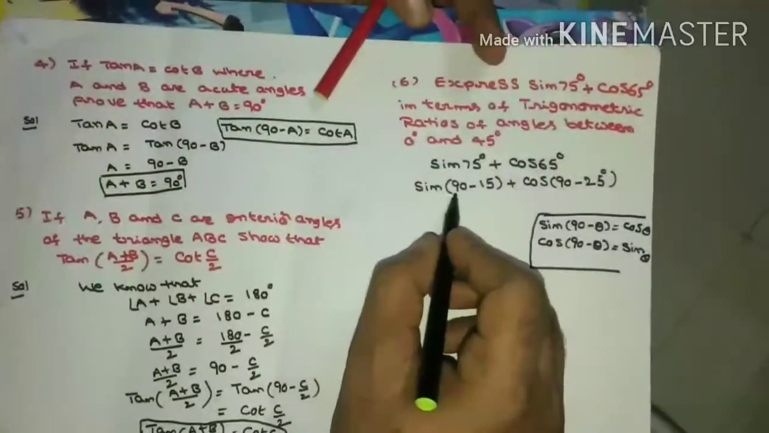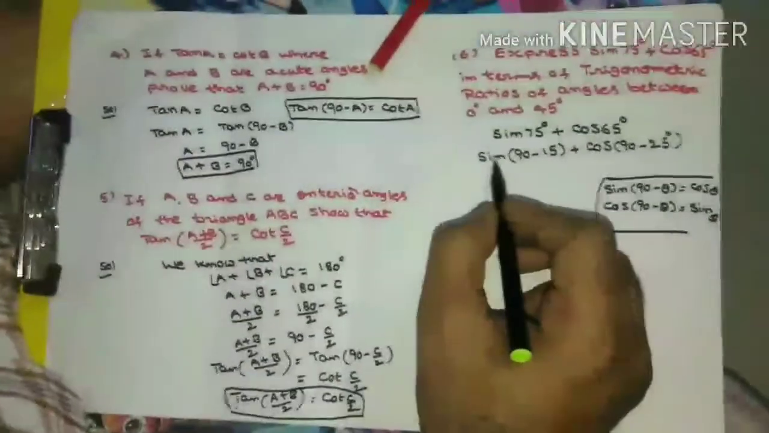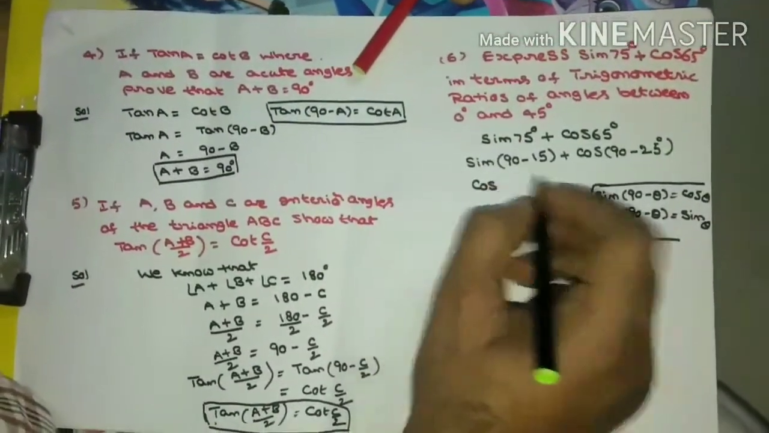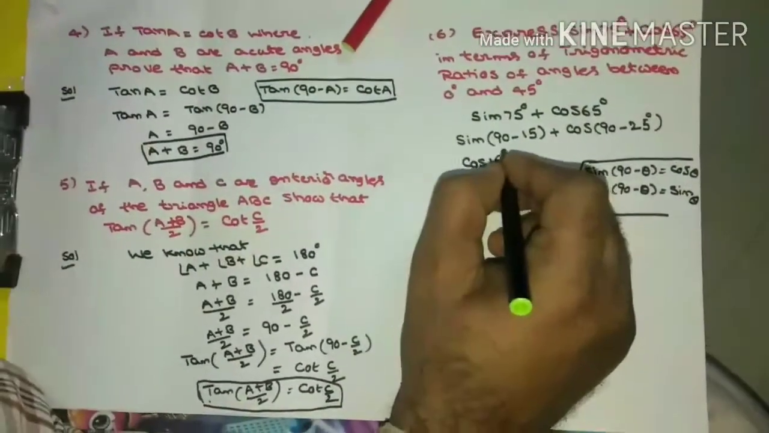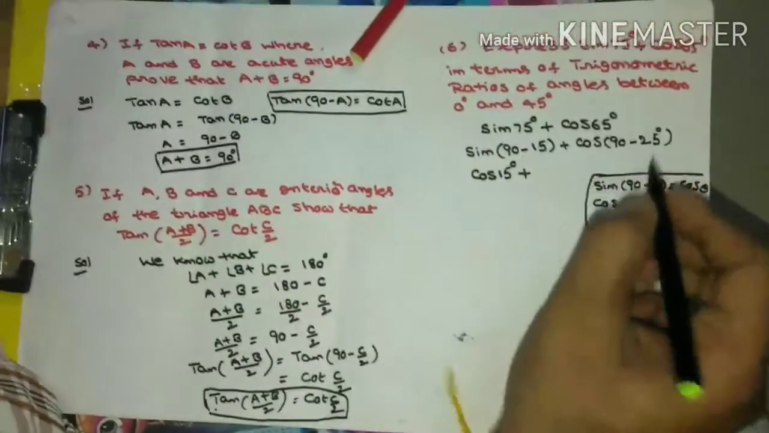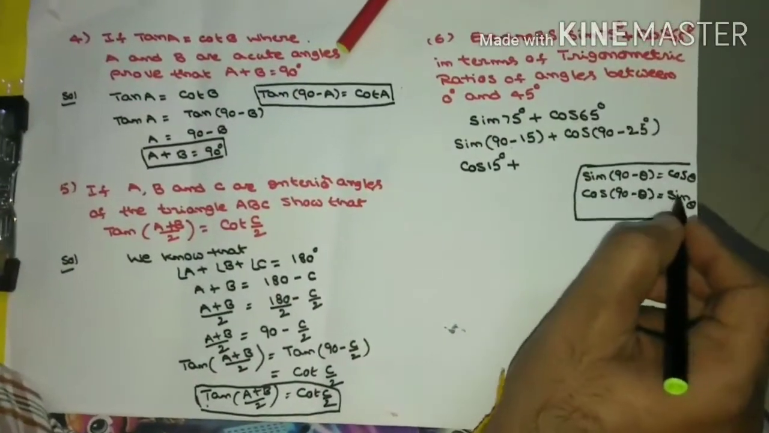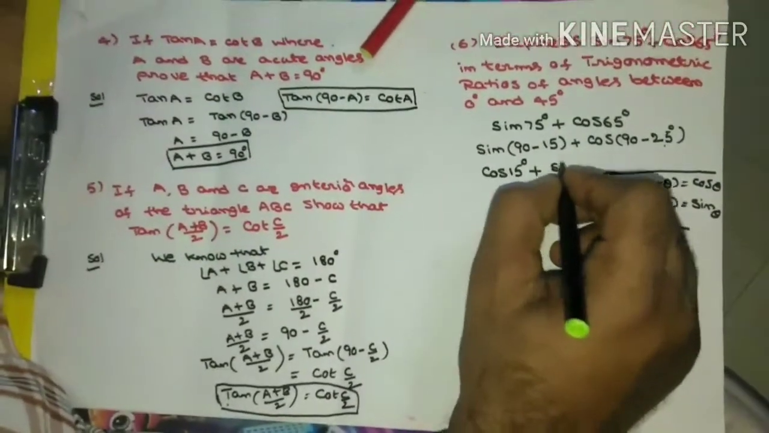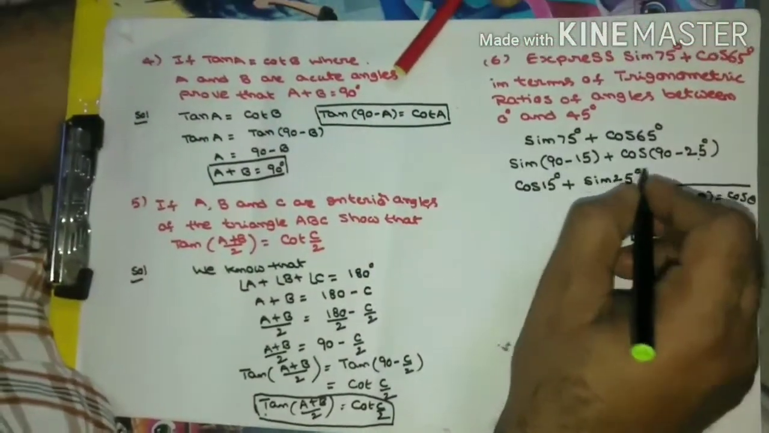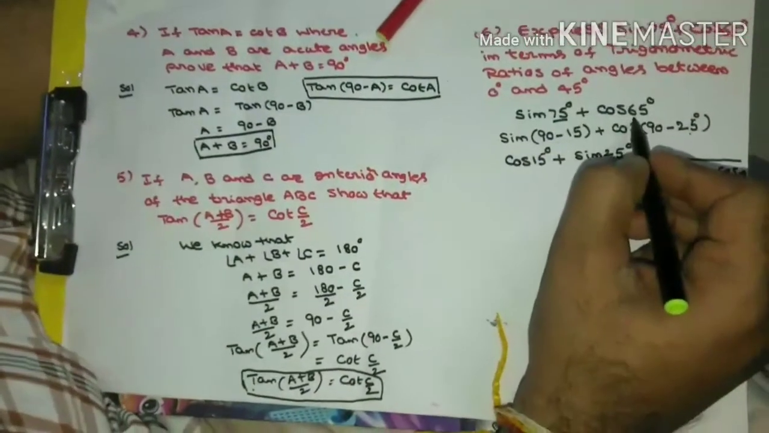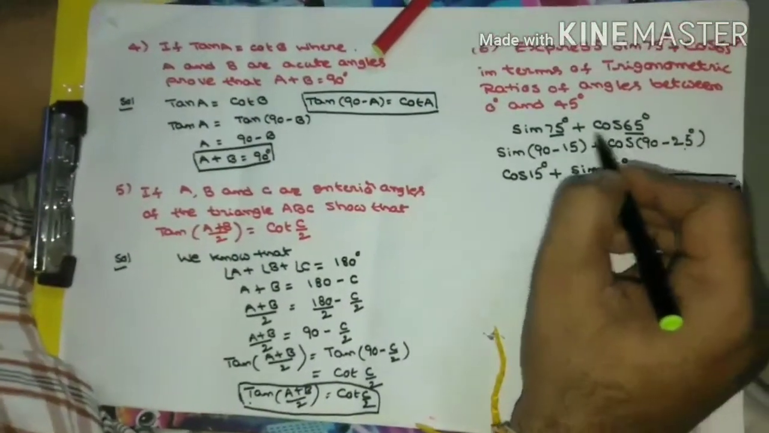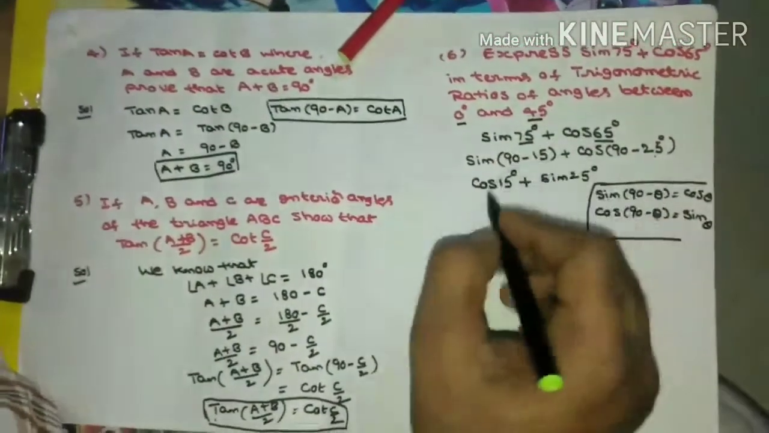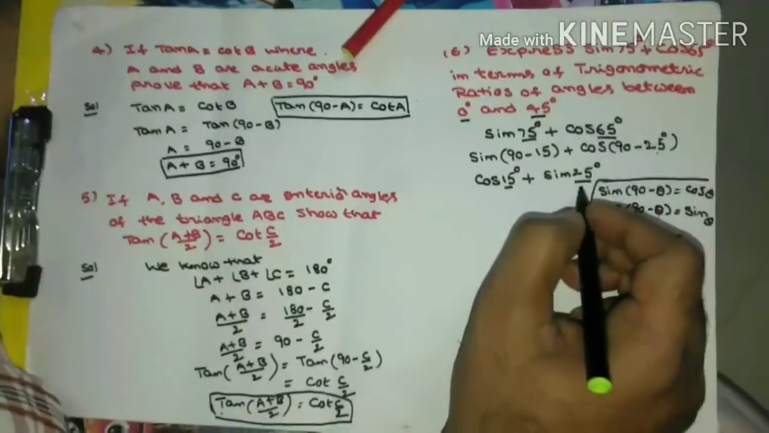Same concept. Sin of 90 minus theta, so sin of 90 minus 15, how to write? Cos theta, where theta is 15 degrees. Plus cos of 90 minus 25: cos of 90 minus theta is sin theta, in the place of theta 25, that is sin 25. Now here you observe: the given angles are 75 degrees and 65, and now you have changed them into angles lying between 0 and 45, that is 15 degrees and 25 degrees.